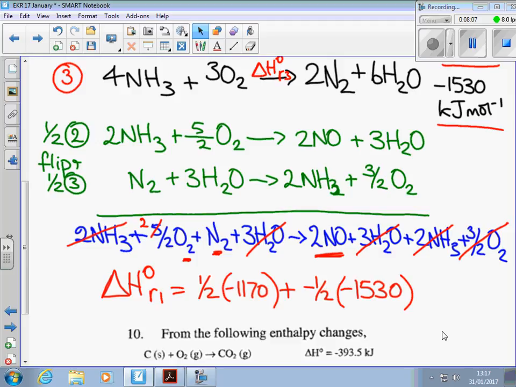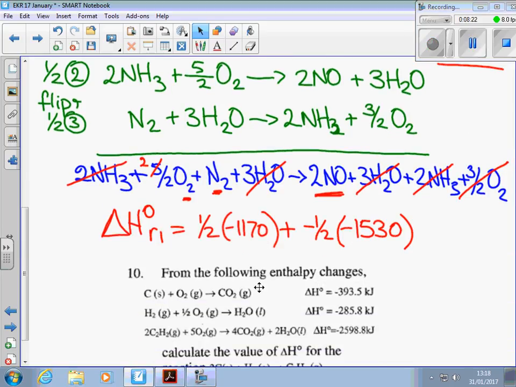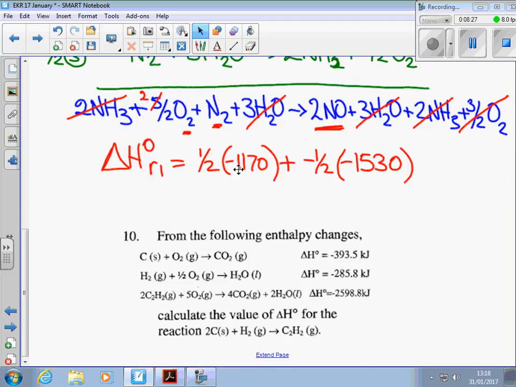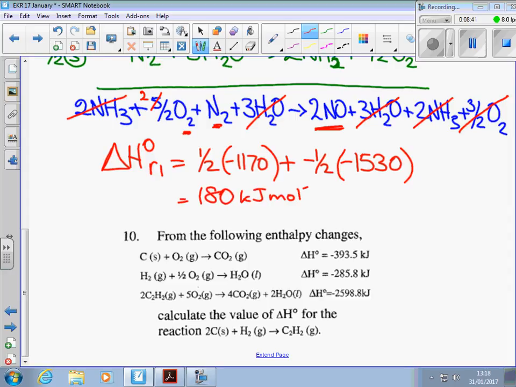I'll need to check an answer sheet for myself for that. Right, let me move that out of the way. It doesn't want to go. Okay, if we calculate that through, and you do have to be very careful with your minus signs, you end up with 180 kilojoules per mole for that.